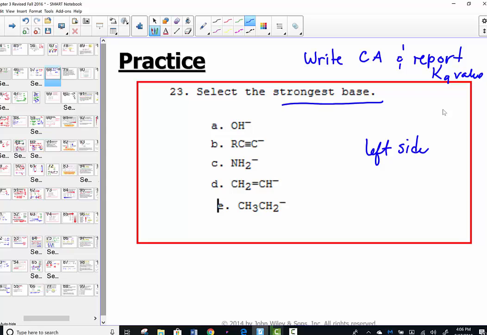Who is at the very, very bottom of the right side of your pKa chart? That's the strongest base. The strongest base has a conjugate acid that we just talked about as being a very poor acid. Ethane, CH3CH3, a very poor acid, creates a very strong conjugate base.